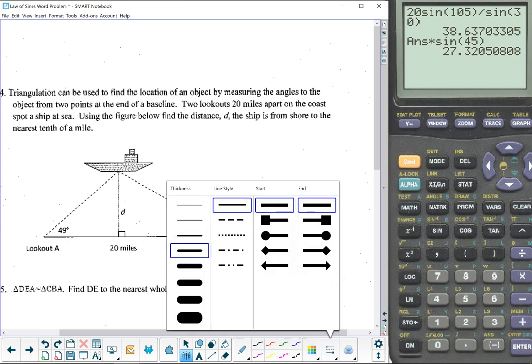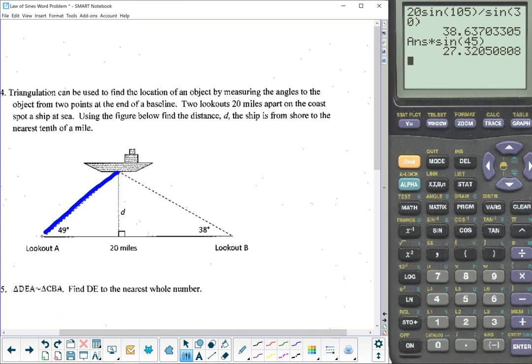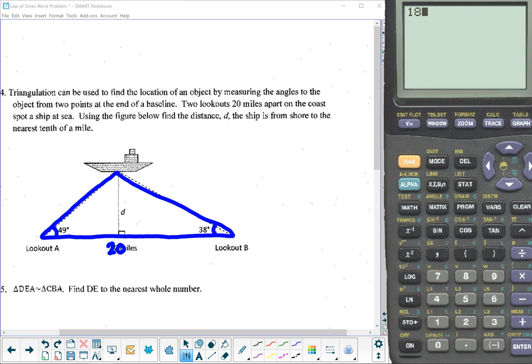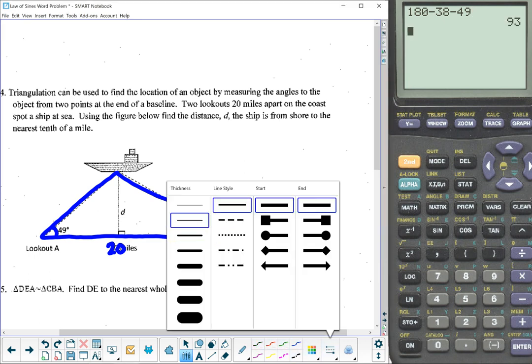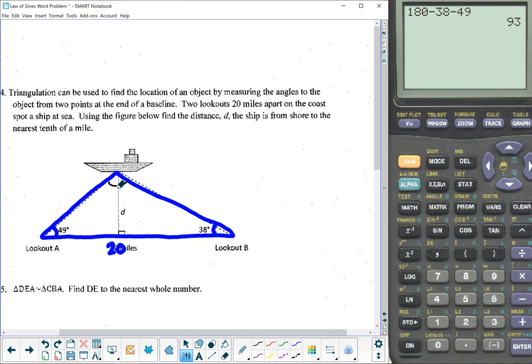But if you start off looking at the big picture, and that's this big triangle here, you actually have one of the sides. You have 20, right? And you have 38, you have 49, and that means that you can figure out the top angle. The top angle is 180, take away 38, take away 49. So top angle is 93 degrees. So the whole top angle is 93 degrees.